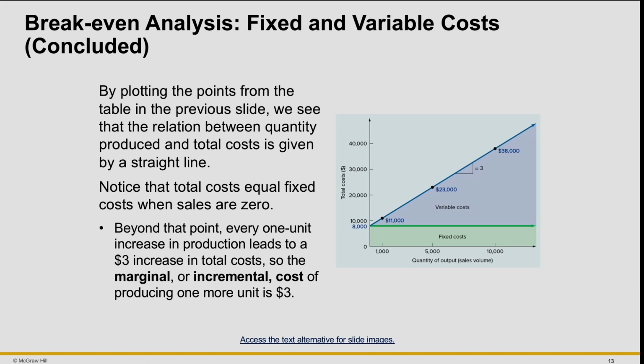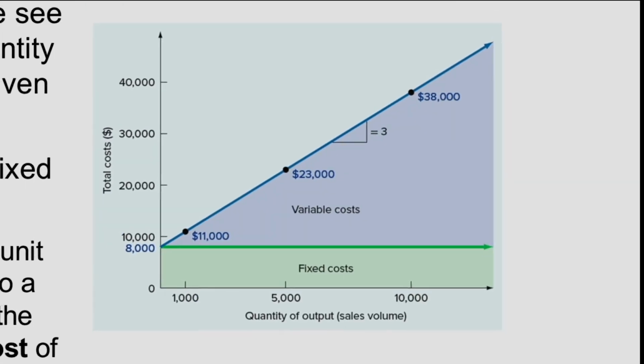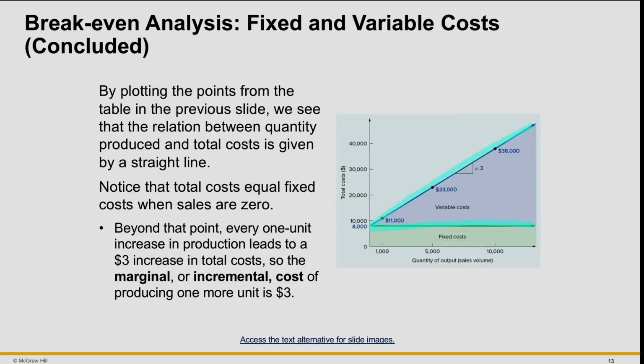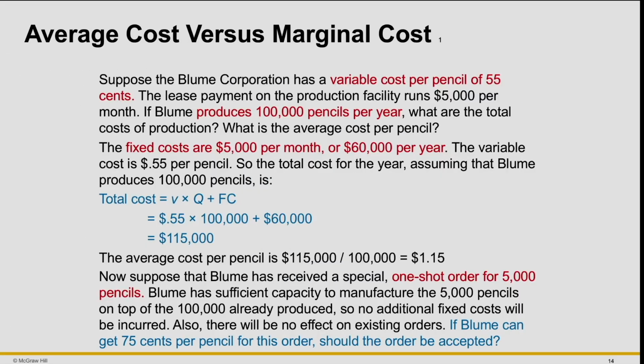And again, we can plot this and kind of get a better sense of what's going on. Obviously, we see here that fixed costs is this green line, and we add on top of that the variable costs. As the number of units produced goes up, our total costs go up as well. And it's a linear relation. All right, so what's the difference between average cost and marginal cost?